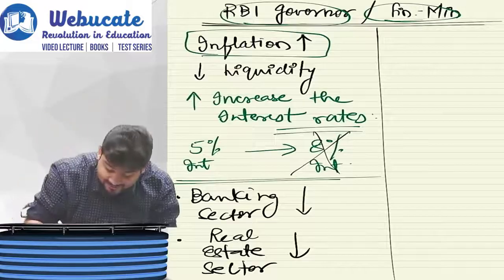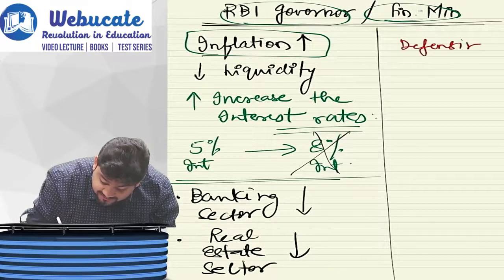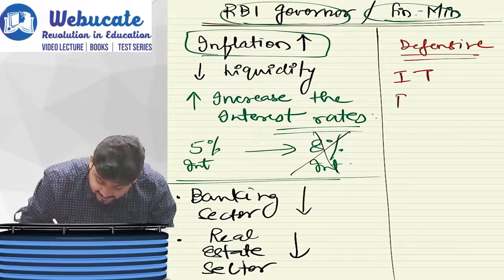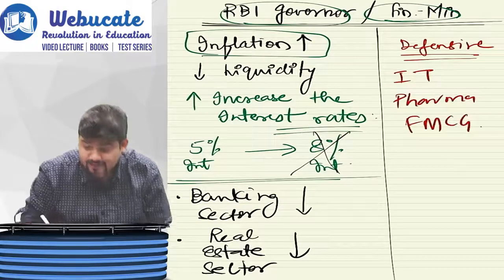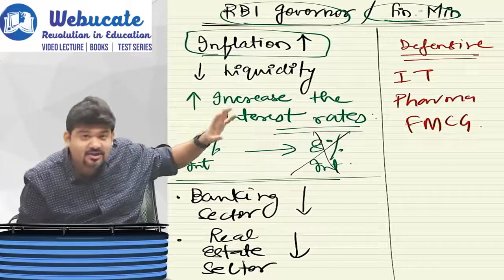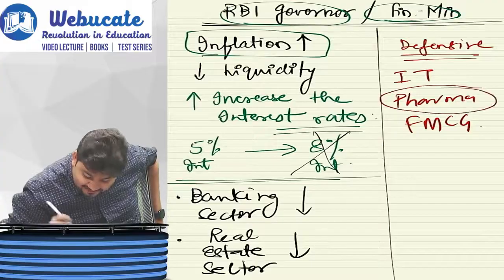Yes. But there is a flip side. There are certain stocks called defensive stocks. Pay attention. Like the IT stocks, like the pharma stocks, like the FMCG stocks. Do you know what will happen to them? They will stabilize or they will increase. Pay attention. Now, let's take an example of a pharma stock.